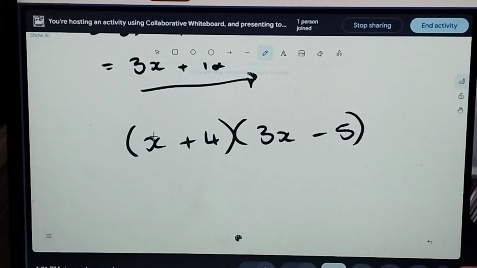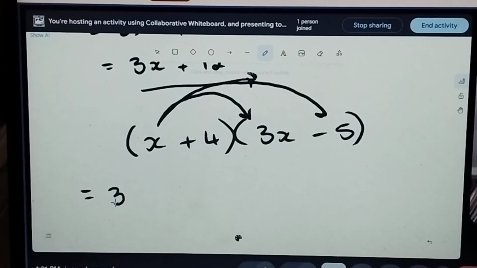So I start with the x. And so I'm going to take the x, I'm going to multiply it by the 3x. And then after that, I'm going to multiply it by the minus 5 as well. So then my x times my 3x will be 3x squared. And then the x times the minus 5 is just going to give me minus 5x. I'm now finished. I've multiplied the x by the 3x and by the minus 5.